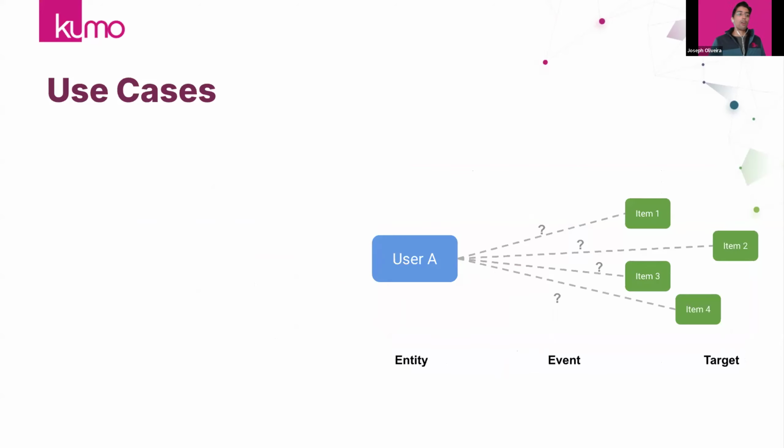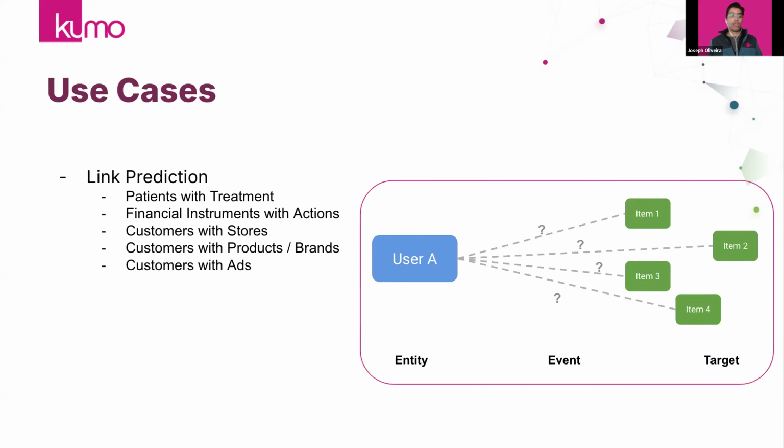But use cases extend much beyond just predicting a binary outcome for customers or patients or any other task. Since we're working with a graph neural network and our data structure is a graph, we can predict links that may exist in that graph. Say, patients that should be linked with a certain treatment, or financial instruments that may be linked to a certain action, customers with certain stores, or customers with certain products or brands. And maybe lastly, customers with ads. What ads should you show customers? So these are different use cases you can tackle with embeddings.